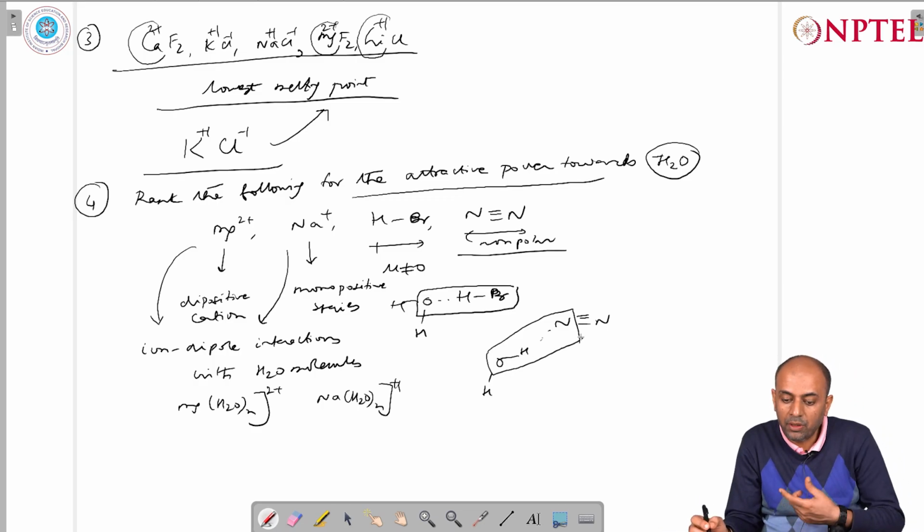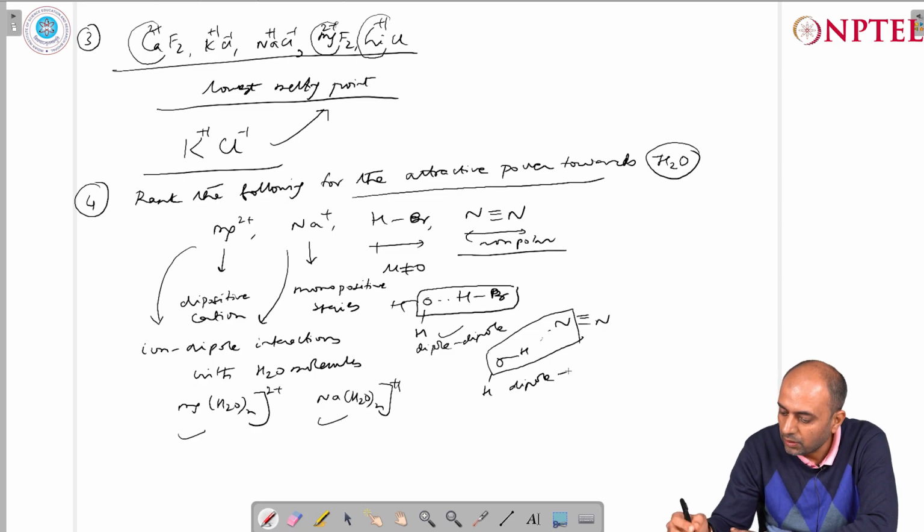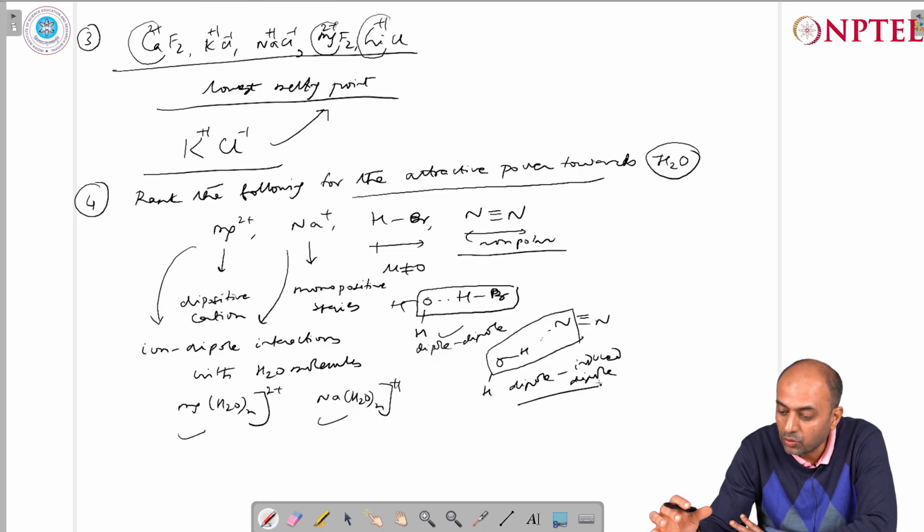So naturally, now we can see that the attractive power is the strongest for magnesium, then sodium, then HBr, because these are the case of dipole-dipole interactions, and this is the case of dipole-induced dipole interactions. Because nitrogen molecule is a non-polar species, the water will try to induce a dipole moment in the nitrogen molecule, resulting in dipole-induced dipole interactions.